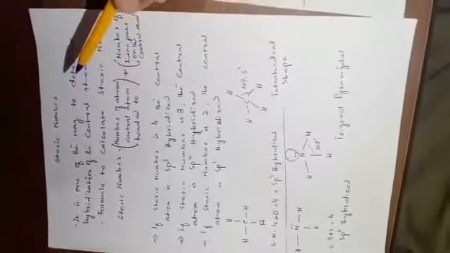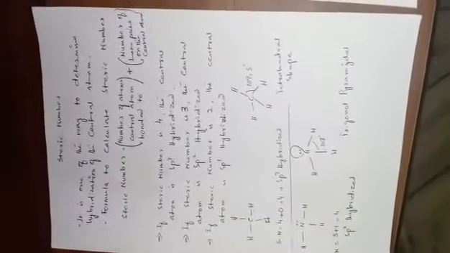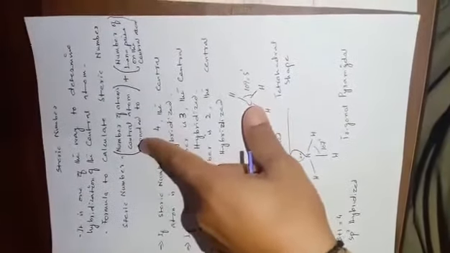Hello guys, we are going to study about steric number. It is one of the techniques to understand hybridization, to find how the central atom is hybridized and to understand the geometry of different compounds. So basically, the formula to find steric number is: steric number equals the sum of atoms the central atom is bonded to plus the number of lone pairs on the central atom.